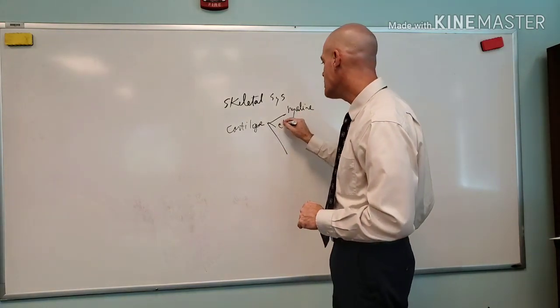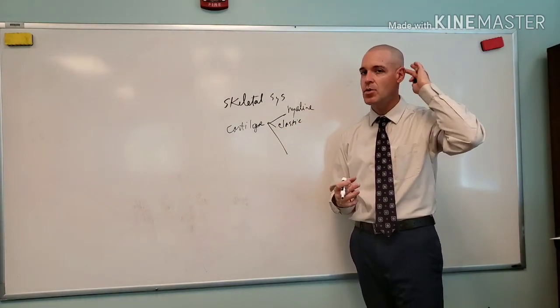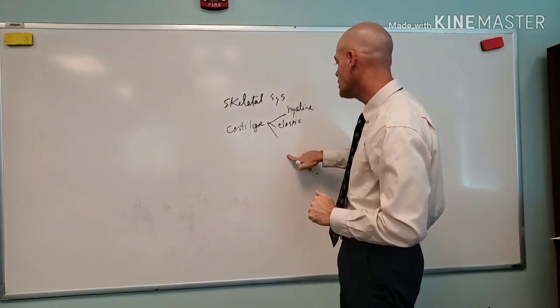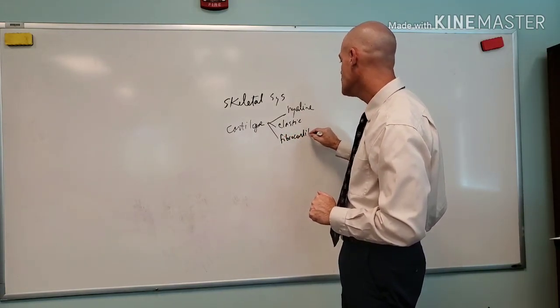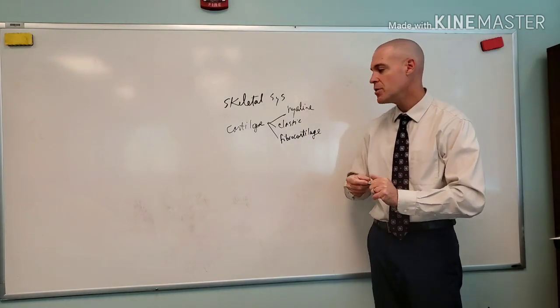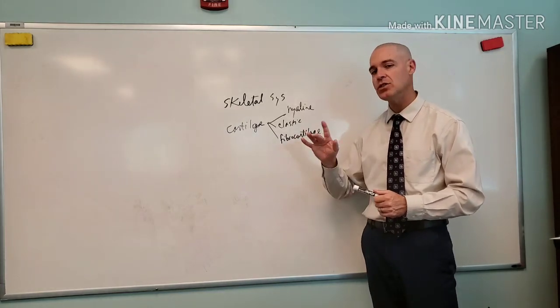Another type is going to be elastic. Good example, let's see this in the ears. It's very flexible cartilage. Okay. And then the final type of cartilage is fibrocartilage. And fibrocartilage is the most dense, coarse, tough cartilage. Typically see this in just a few areas of the body.